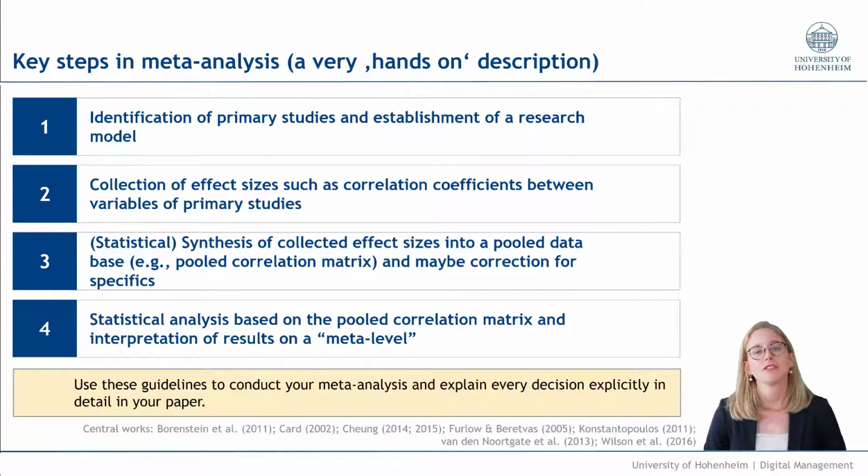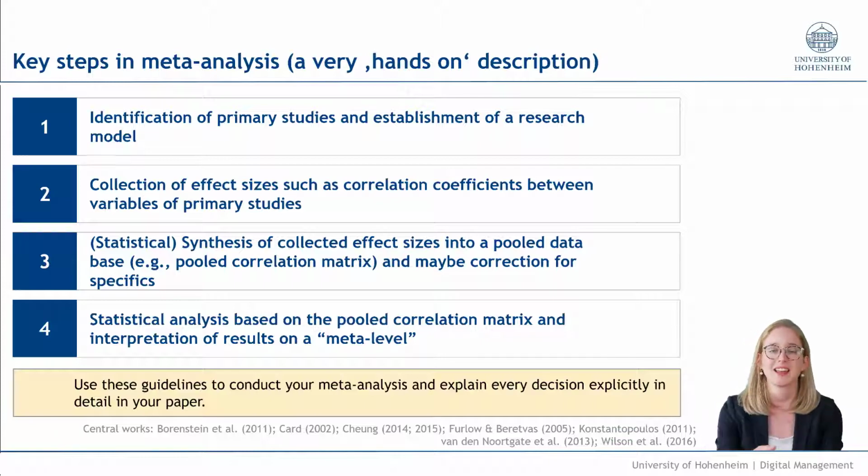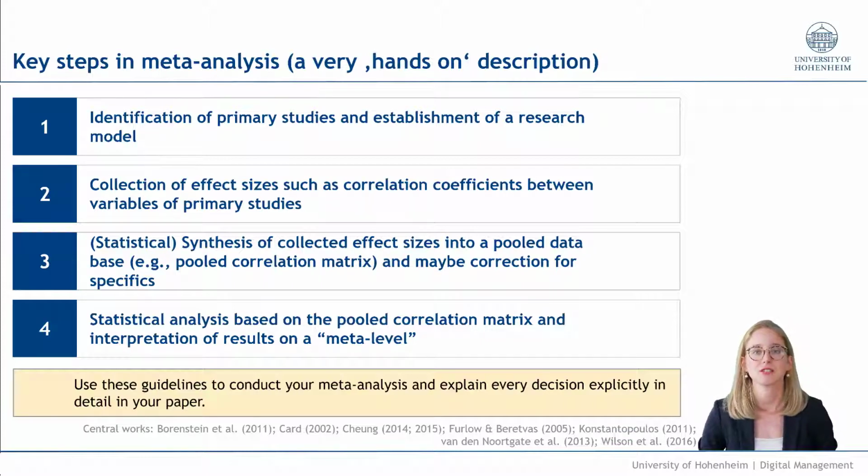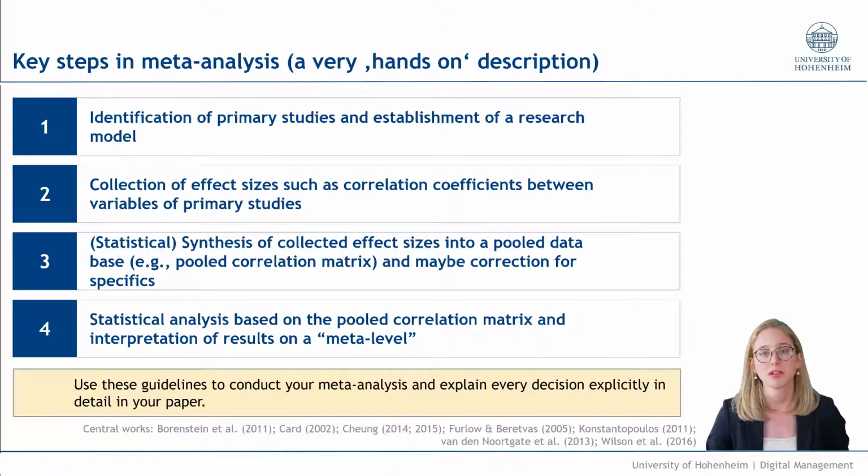Second, you have to decide which effect sizes to collect in these primary studies. For example, correlation coefficients between variables of primary studies, and you have to collect and extract these effect sizes from the primary studies. So you have to write them down on a piece of paper or start building your own data matrix or data frame, and you can, for example, capture these figures in an Excel file.